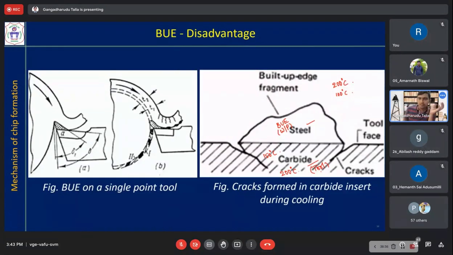Now, because this steel is cooling down very quickly, and it is in contact with the carbide, it will try to pull the carbide also. During cooling, contraction is taking place. So during contraction, this material is coming together and it will try to pull the surrounding carbide material also, which is in contact with the steel. So due to that, one crack will form here. Understand?